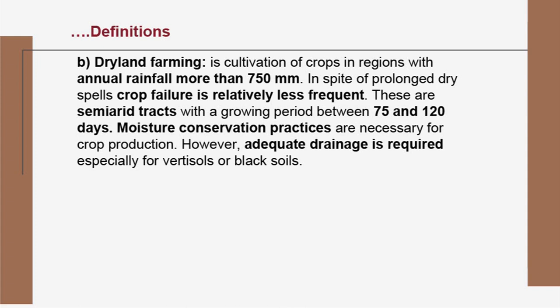There are better conditions here, and the rainfall can be from 750 millimeter up to 1150 millimeter. And these are semi-arid tracts with growing periods between 75 and 120 days. In the last case, it was less than 75. But in case of dryland farming, it is a 75 to 120 days period.